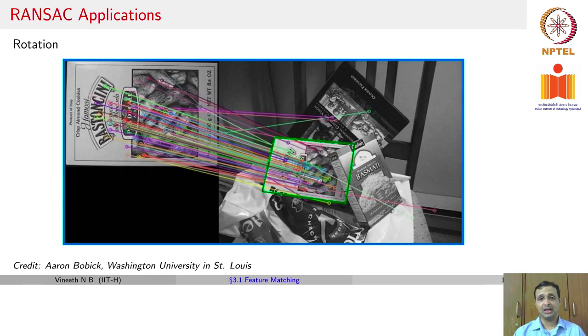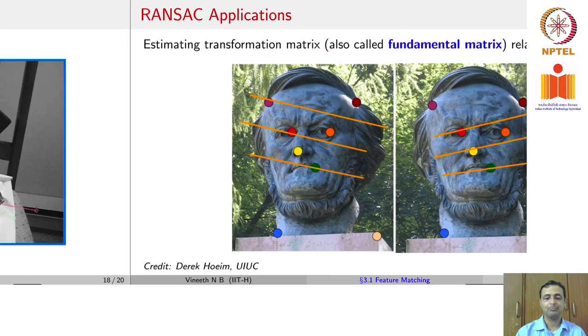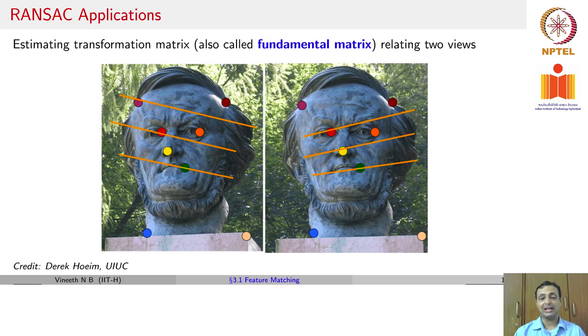Here are a few visual illustrations of how well RANSAC works for different kinds of transformations. Here is an example of rotation. This is the original book rotated by a certain degree, and you can see that, not a book, sorry, I think it's a foot box, and this is the foot box placed in a different place in the second image, and RANSAC finds fairly good transformations between these 2 settings. It also works well at estimating what is known as a transformation matrix or a fundamental matrix when you relate 2 views of the same scene.